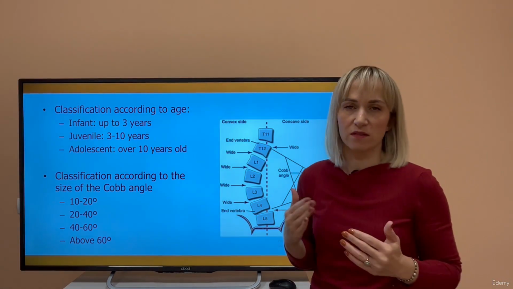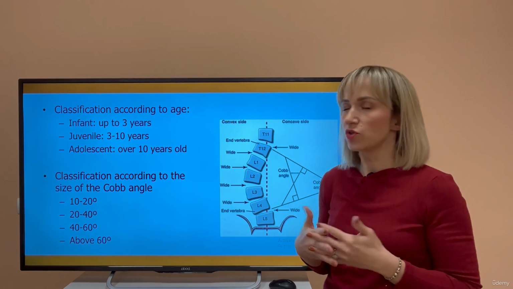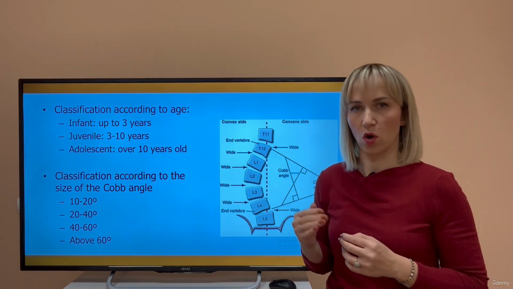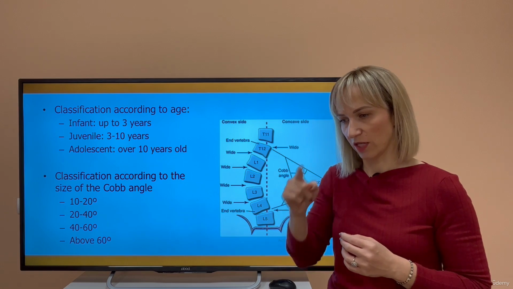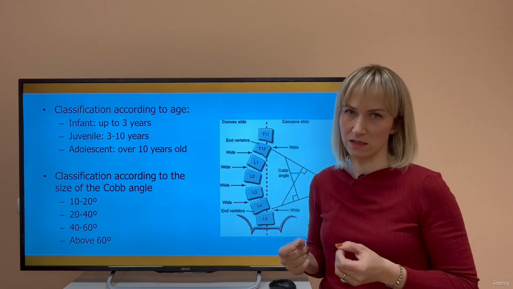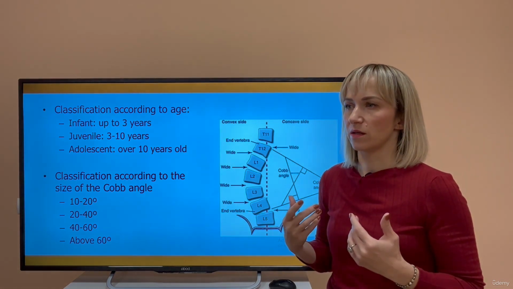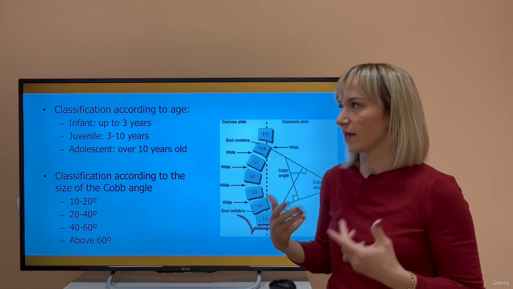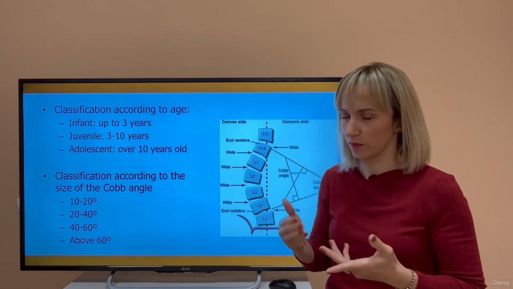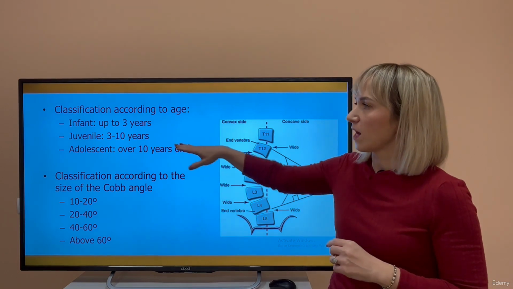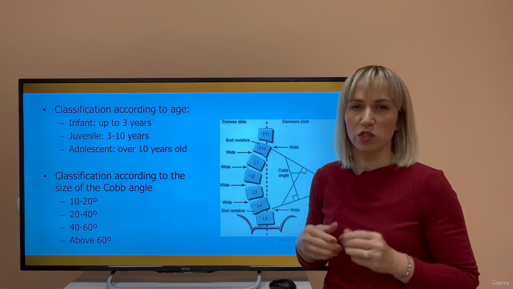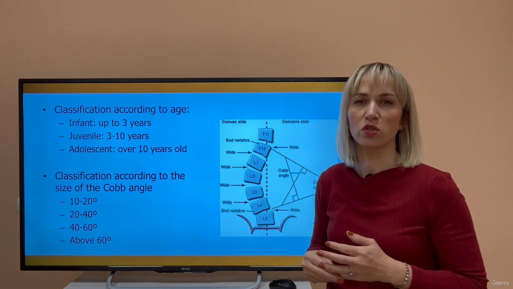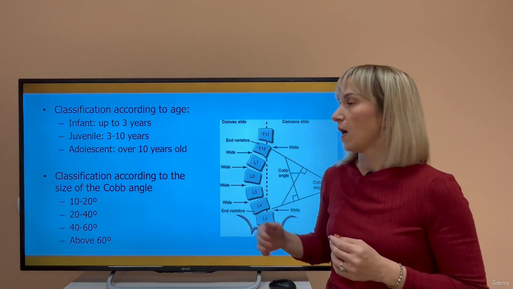We classify the scoliosis according to the age. So you have an infant scoliosis, which is mostly up to 3 years old. You can see the derotation. These are mostly the congenital scoliosis, which means that the patients, when they are born, already have a deformity in the spine. Then we have the juvenile scoliosis, which is from 3 years to 10 years old, and the adolescent scoliosis, which is over 10 years old.